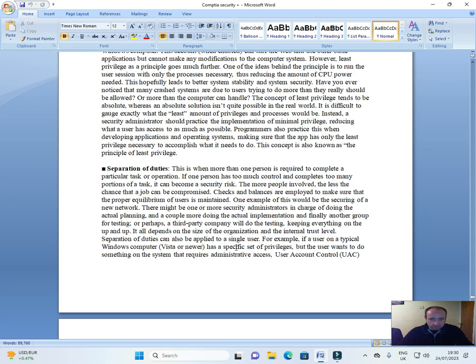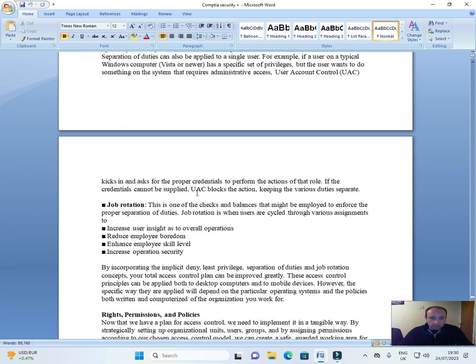Separation of duties can be applied to a single user. For example, if a user on a typical Windows computer, Vista or newer, has a specific set of privileges, but the user wants to do something on the system that requires administrative access, User Account Control kicks in and asks for the proper credentials to perform the actions of that role. If the credentials cannot be supplied, UAC blocks the action, keeping the various duties separate.